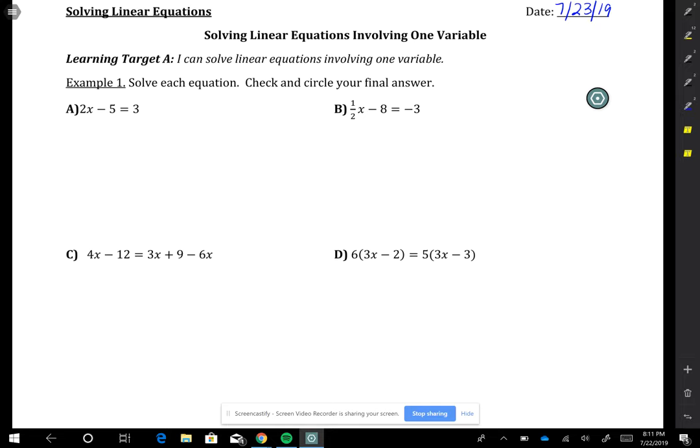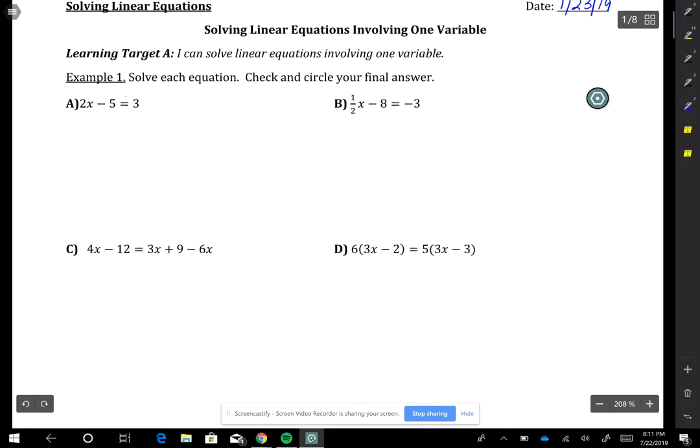Example 1, solve each equation. Check and circle your final answer. So part A says 2x minus 5 equals 3. When we're solving equations, we want to get the variable by itself. First, we need to make sure that there is nothing that we can combine.